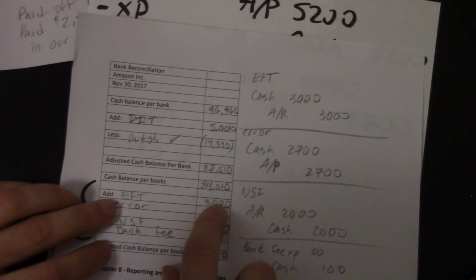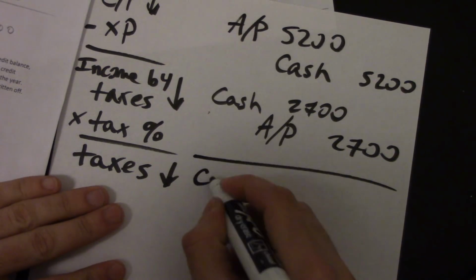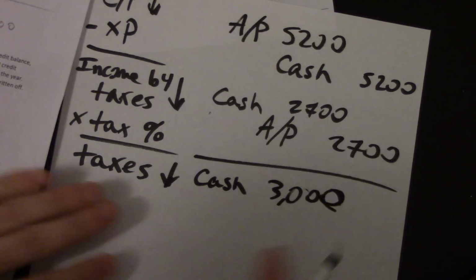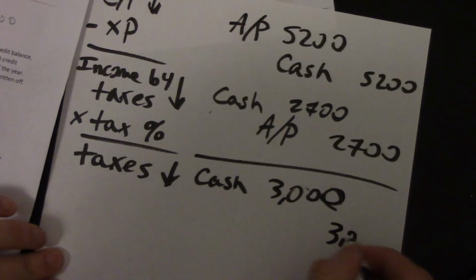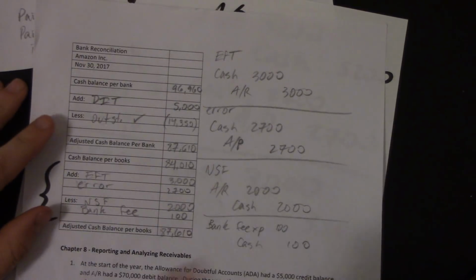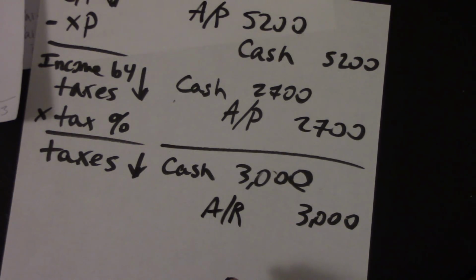For the electronic funds transfer, we're adding $3,000 in cash, so that's simply debiting cash for $3,000 since we're increasing cash. And we're going to credit something for $3,000. The electronic funds transfer was most likely from a customer paying off something that they owed us. So it sounds like they're paying off an accounts receivable.